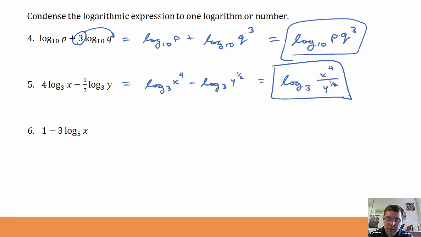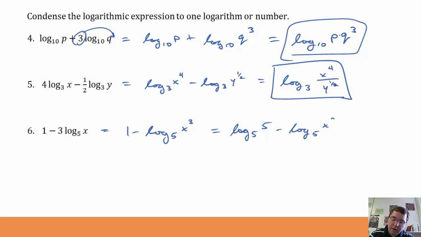Number 6. 1 minus 3 times the log base 5 of x. So I will bring that 3 inside as a power of 1 minus log base 5 of x cubed. Now the 1, I could write it as a log. What log works out to be a 1? Well, I'm going to choose a base of 5 because I've got a 5 as my base of the second log there. I'll choose log base 5. And what number do I need inside of the log that will evaluate the log to 1? It would be a 5. Log base 5 of 5 is 1. So log base 5 of 5 minus log base 5 of x cubed.